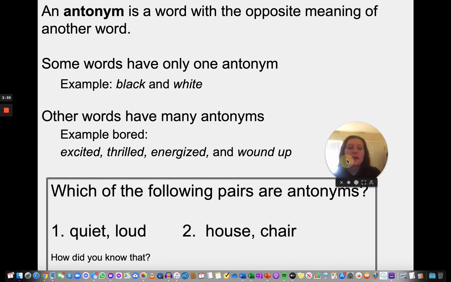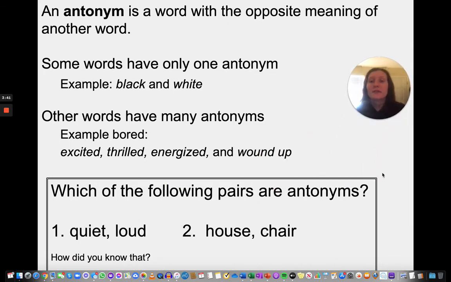All right, so now let's look at what the opposite of synonym is. So an antonym is a word with the opposite meaning of another word. So some words have only one antonym. So for example, black and white. There's no other words in our English language that we could really use in that situation.